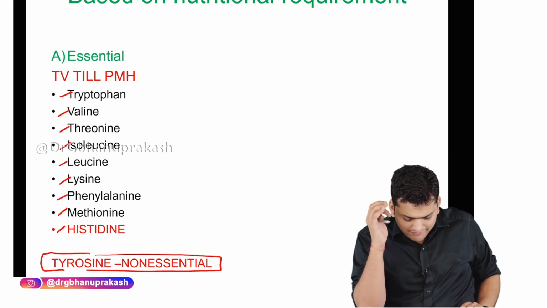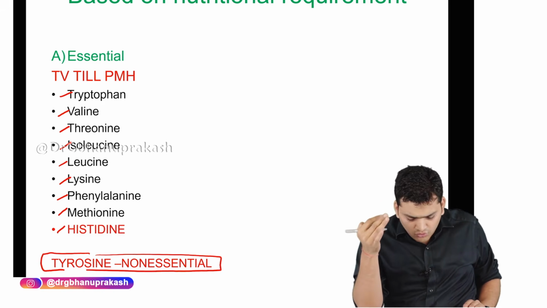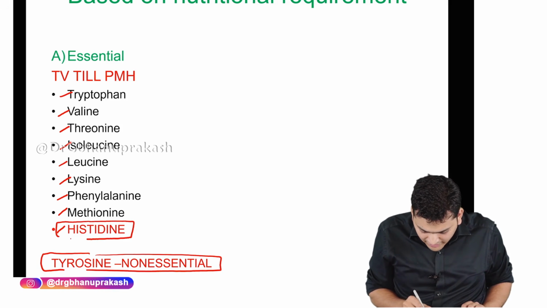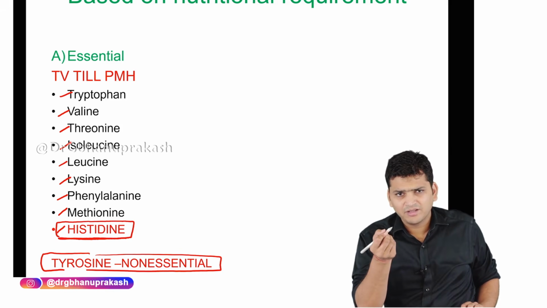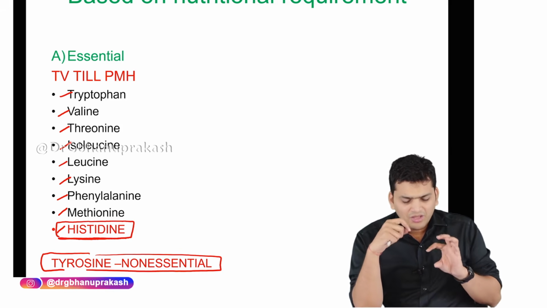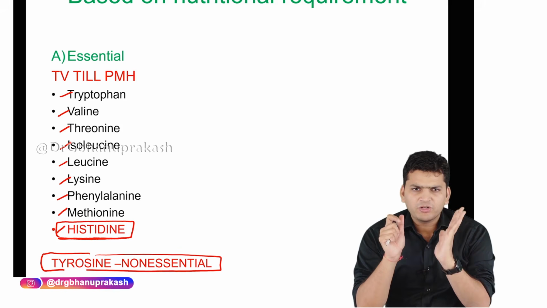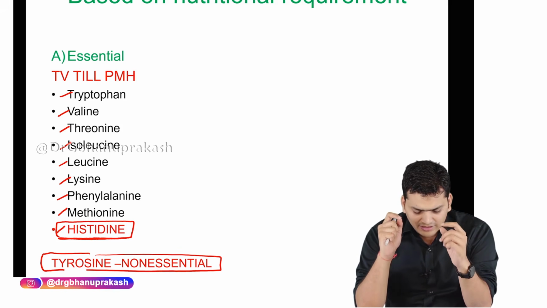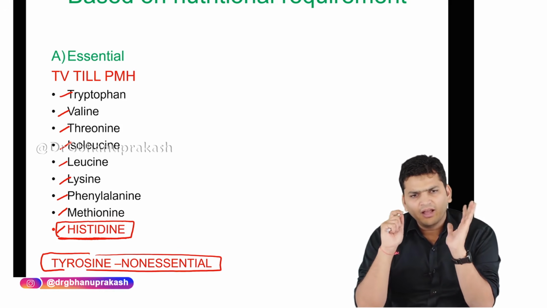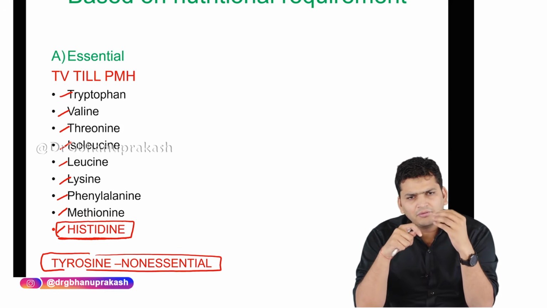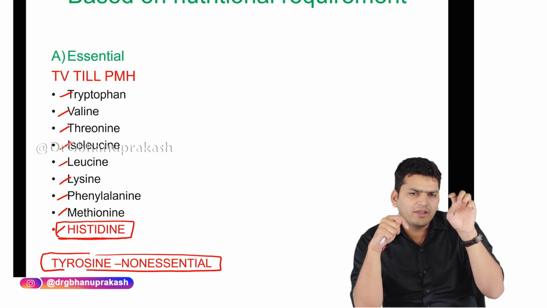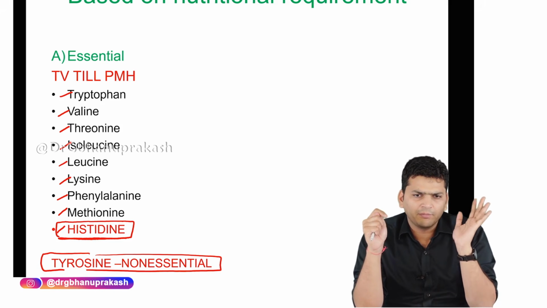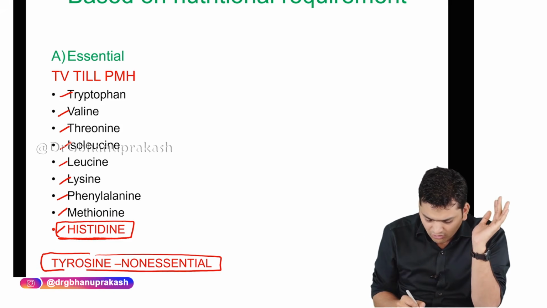In some books you might find histidine is not written in essential. In some books it might be written in the semi-essential category. So that is again a controversial part. I will tell you how to solve such MCQs also, right? Initially we will retain histidine in the essential category only, and the mnemonic is TV till 9 p.m., tyrosine non-essential. Histidine is a controversial part.